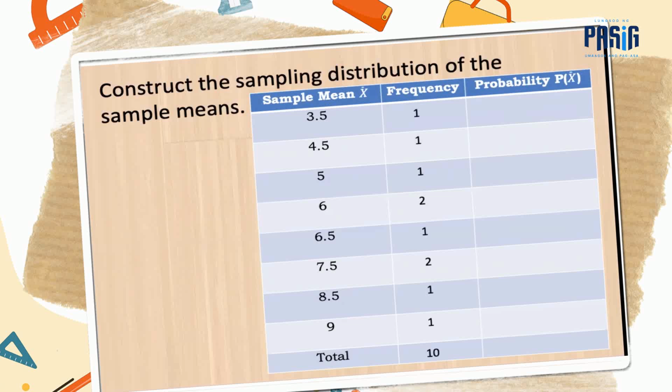Total frequency of 10. So the probability for 3.5 is 1 over 10, 4.5 is 1 over 10, 5 is 1 over 10, 6 is 2 over 10 or 1/5, 6.5 is 1/10, 7.5 is 2 over 10 or 1/5, 8.5 is 1 over 10, and 9 is 1 over 10. Total probability of 10 over 10 or 1.